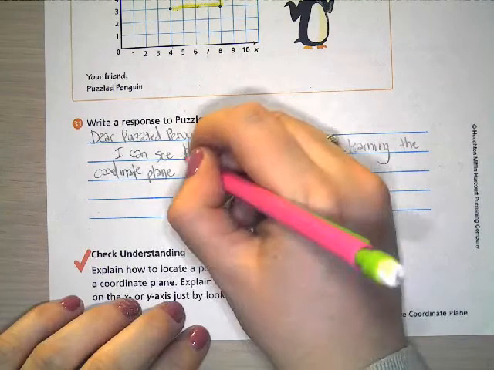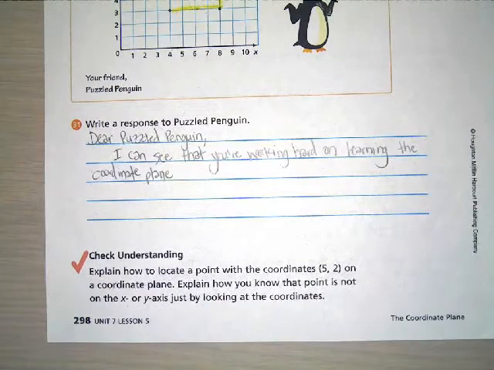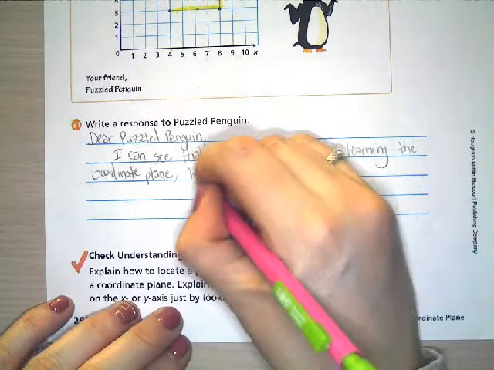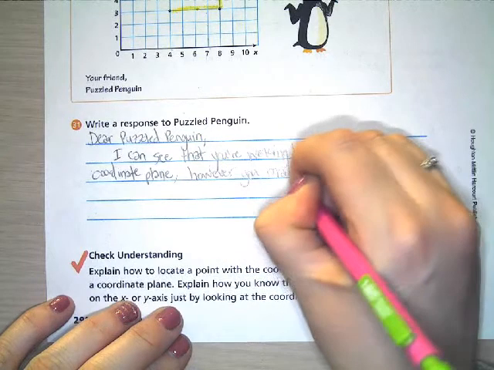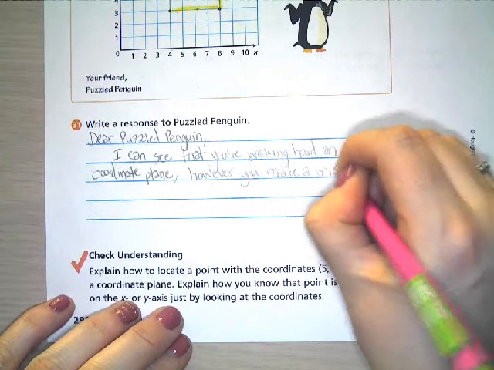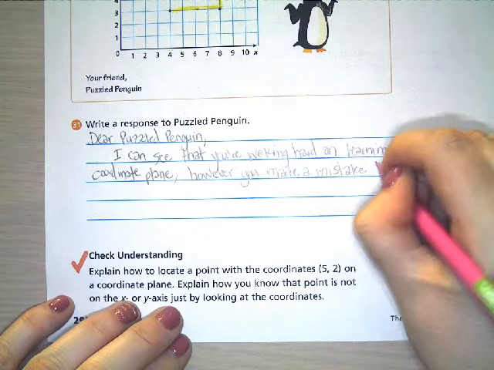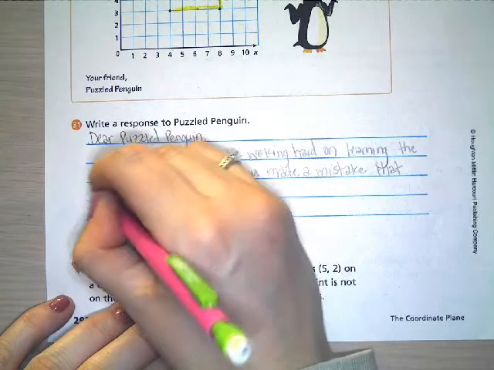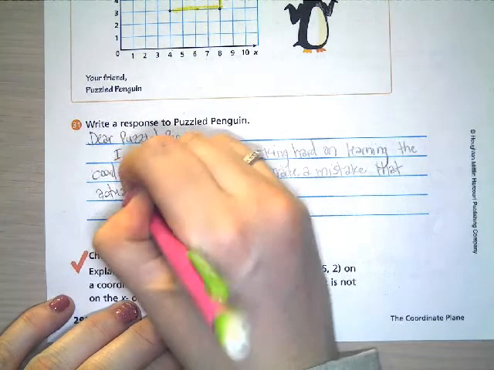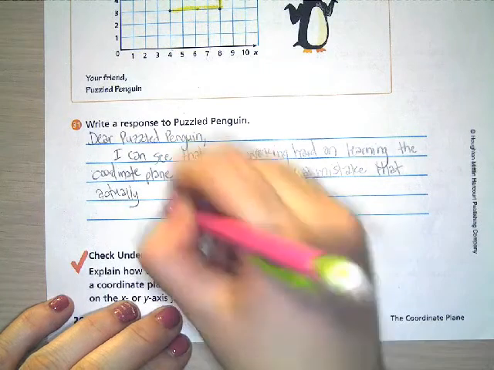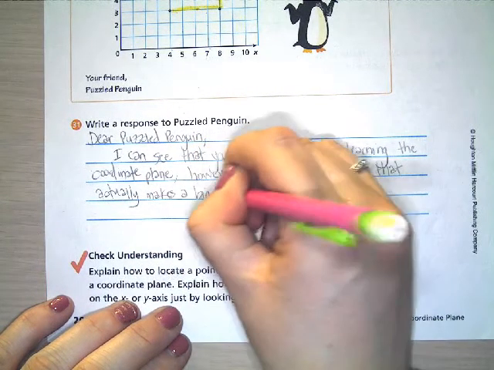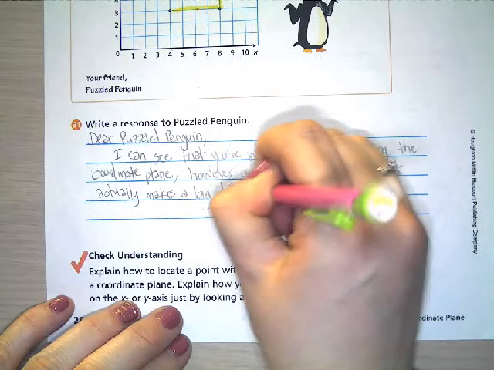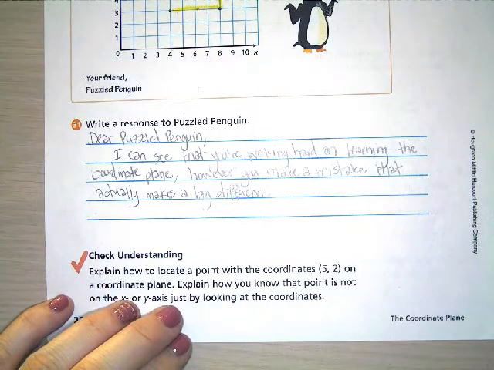Okay, what next? And then say what his mistake was. So then say, but you switched it around. Okay, that's a great way to say that. I can see that you're working hard on learning the coordinate plane. I would say, however, you made a mistake that actually makes a big difference. It's a little tiny mistake, right? But it makes a big difference.